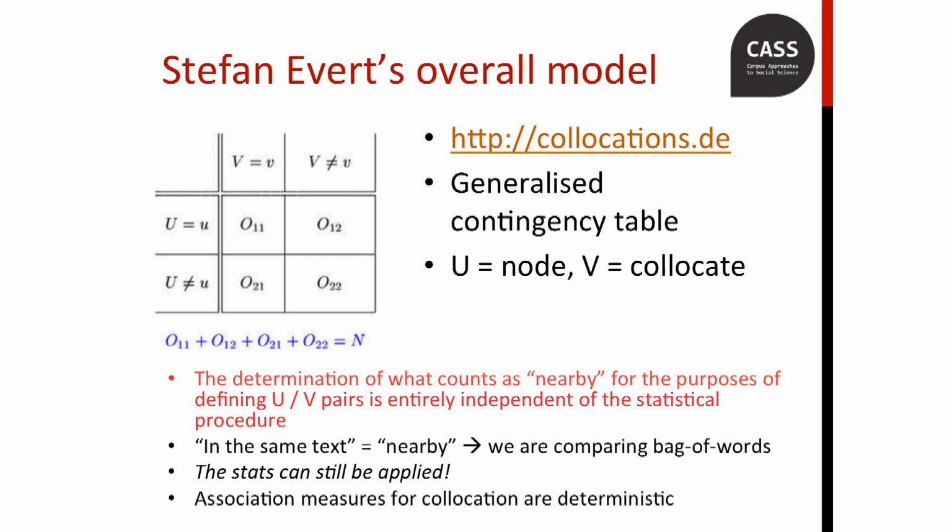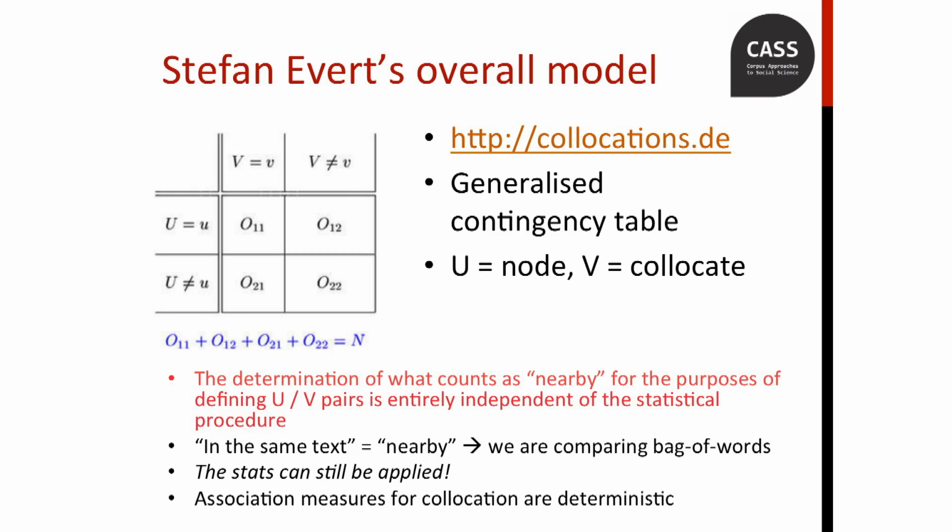You have a generalized contingency table for collocation, and it's using this notation where U is the node and V is the collocate, and you look at the co-occurrences of U and V, and not U and not V. Basically you say, how many times do these occur nearby, how many times do they occur not nearby? The definition of what counts as nearby for this statistical model is entirely independent of the statistics, right? In the same text could be defined as nearby, and that table will still work. All the collocation statistics will still work. We can still use the stats.